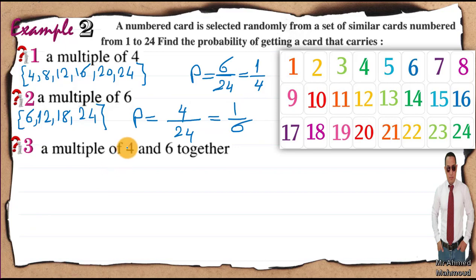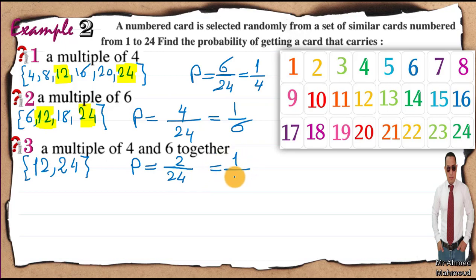Okay, multiple of 4 and 6 together. So I'm going to choose the intersection, or the common, between the two. Here, 24 is divisible by 4 and 24 is divisible by 6. And also 12 is divisible by 4 and also 12 is divisible by 6. So the answer will be like this: the event set of 12 and 24. Here the probability equals 2 over 24 equals 1 over 12.